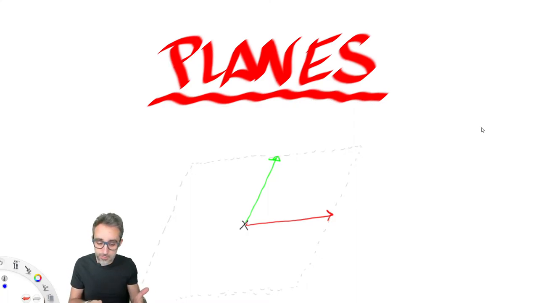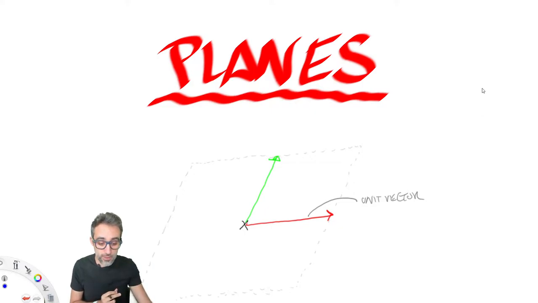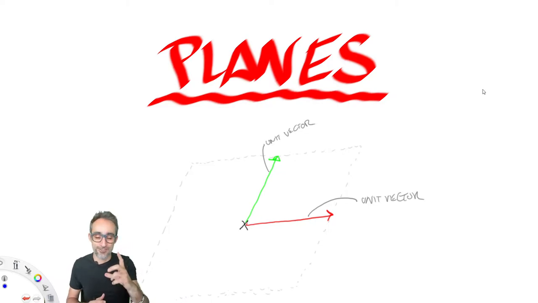And in the case of Grasshopper, planes have a center, they have two main vectors, and those vectors have very particular properties. Those properties are that the x vector is typically a unit vector in any direction, and the y vector is also a unit vector. So both are unit vectors. And another thing that is mandatory in the case of Grasshopper is that the two vectors are perpendicular to each other. They are orthogonal. Saying it in a different way, they form 90 degrees between each other.